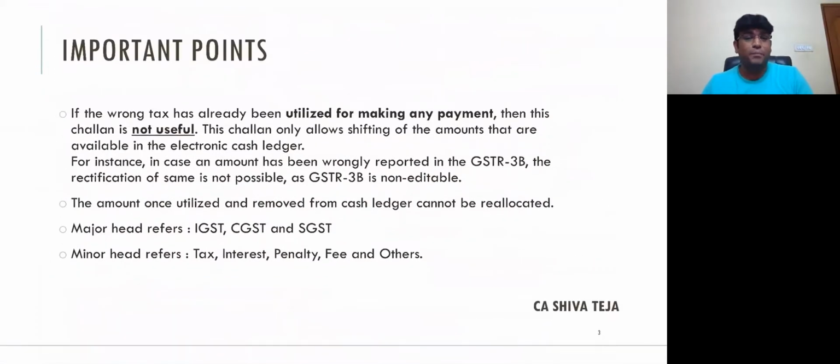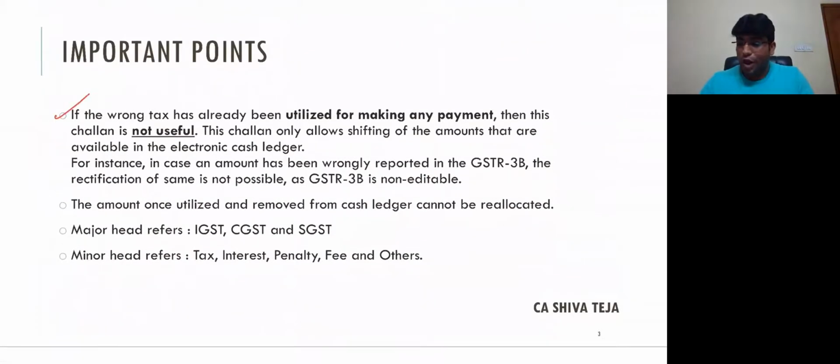Next, some important points. If the wrong tax has already been utilized, imagine a case already you have utilized that, then this challan is not useful. This challan obviously makes sense for those who paid wrongly and the balance is still lying. This challan only allows shifting of the amounts that are available in cash ledger. Obviously, man, if you already exhausted and utilized it, how can you bring it back?